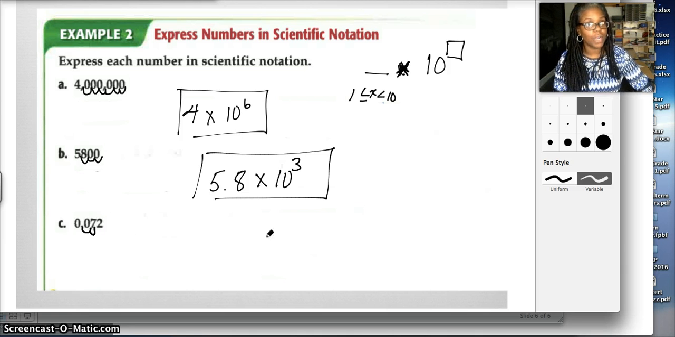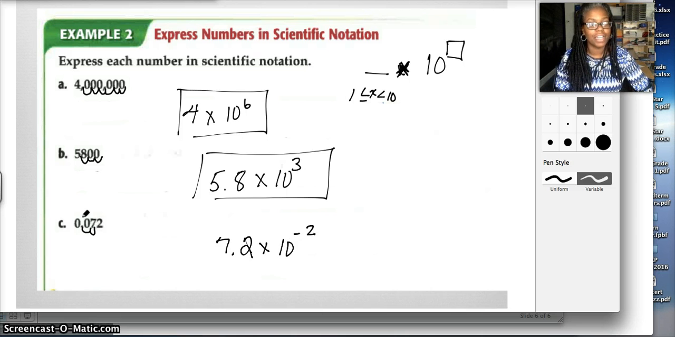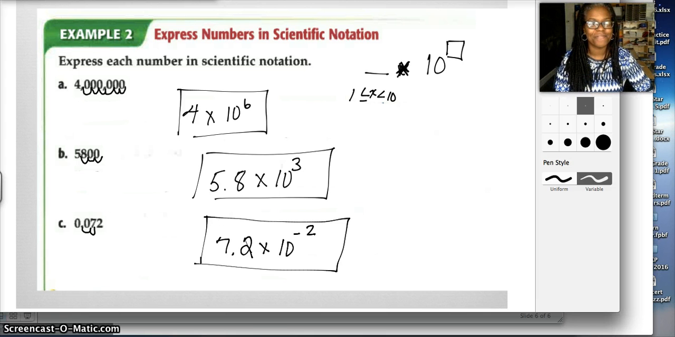I'm going to move it to the right 2 spaces. So I have 7.2 times 10 to the negative 2nd power, because I made a small number larger and I need to compensate by multiplying by a tiny number. Does that make sense? Let's go on to the next example.